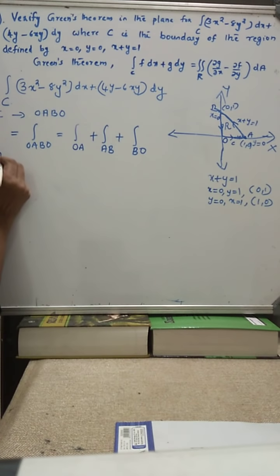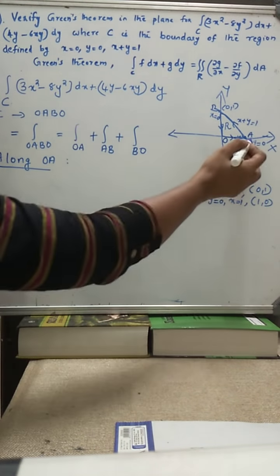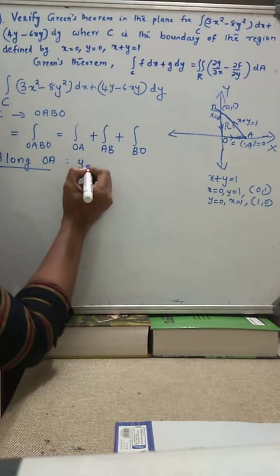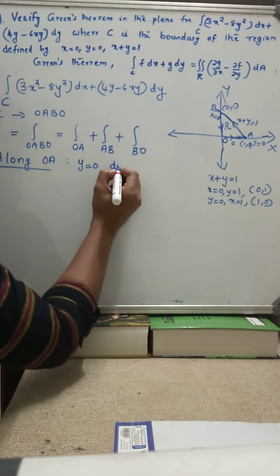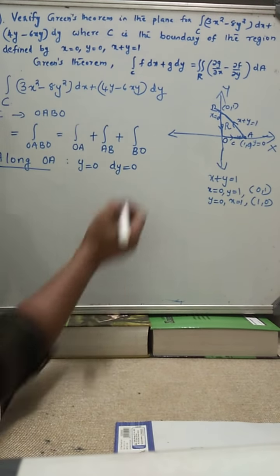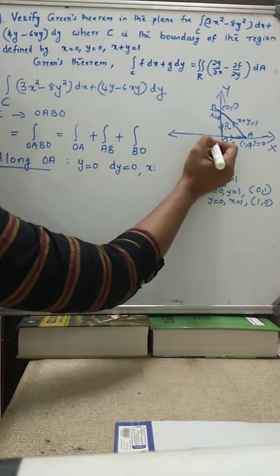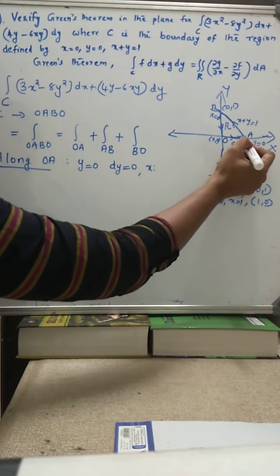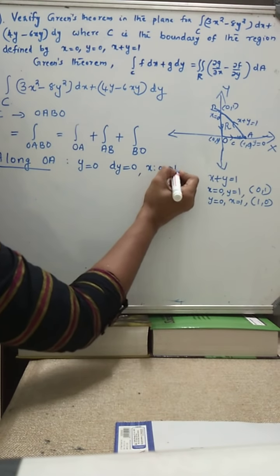So along OA, what is the equation of OA? This is the x-axis, hence its equation is y = 0. And as y = 0, we get dy = 0. Also we can see that along this line, from the origin (0, 0) to the point (1, 0), x varies from 0 to 1.